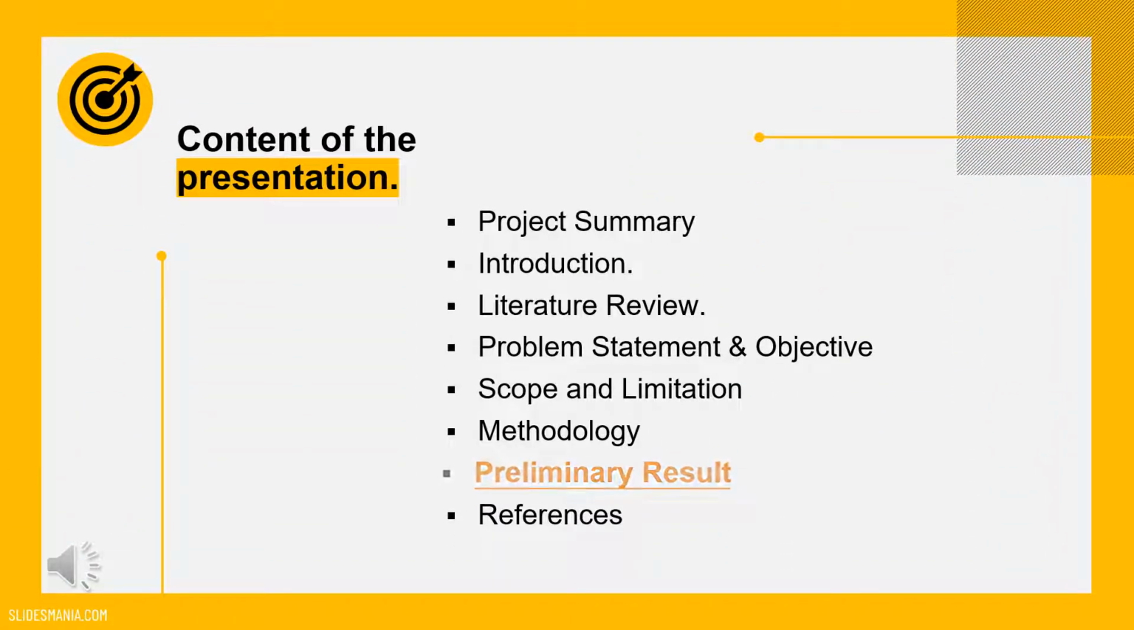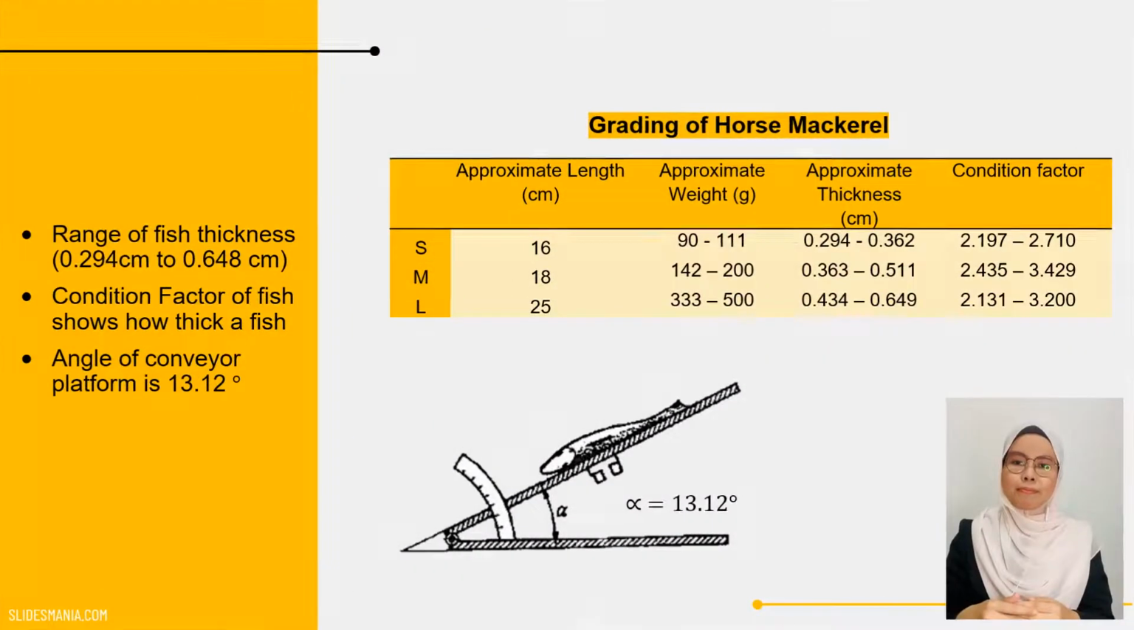Next is the preliminary result obtained from this study. From the research and data collection that had been conducted, the platform of the conveyor that categorized the fish is shown in the preliminary result. Fish is categorized into three depending on its thickness, which is in the range of 0.294 cm to 0.649 cm. The table indicates the condition factor of the fish and also reveals how thick a fish is in relation to its length.